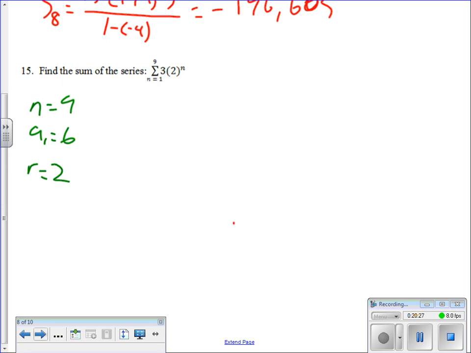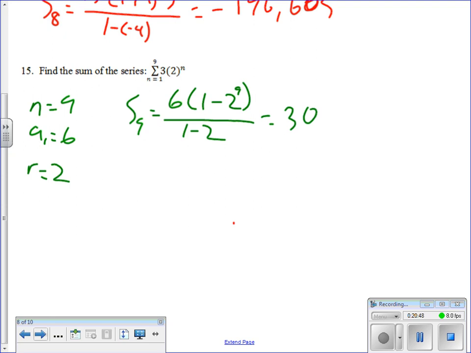Plug into the formula. Sum of the first 9 is the first term times 1 minus r to the 9th power all over 1 minus r. And you get 3066. Question?